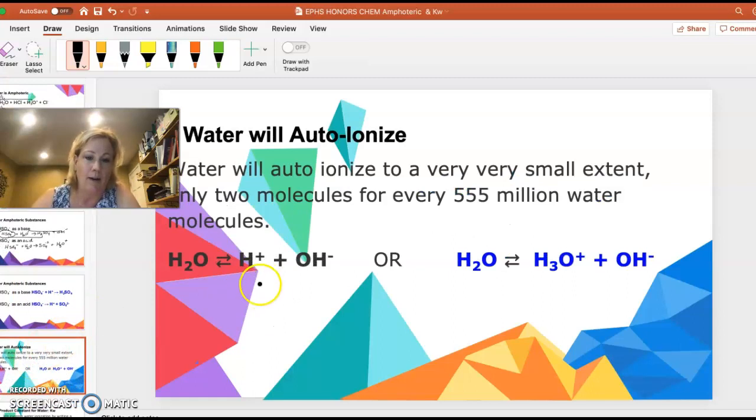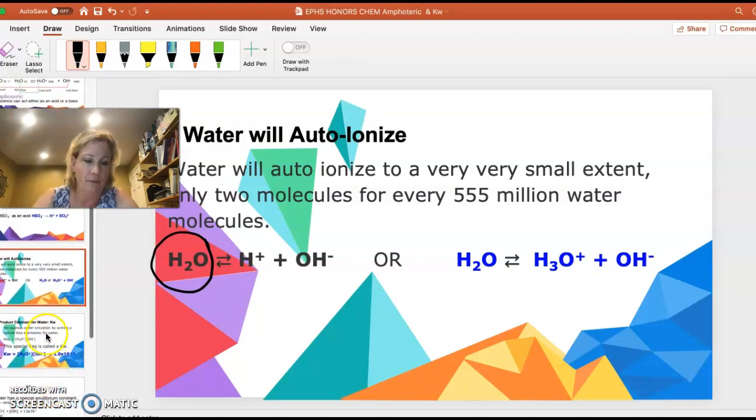So we know that water will ionize on its own, self-ionize, auto-ionize. It's only really to a very small extent, about 1 or 2 molecules per 555 million will do this. So because it doesn't do it to a large extent, you would expect the equilibrium then to lie to the left. We're going to find most water intact and not very much of it broken up, right?